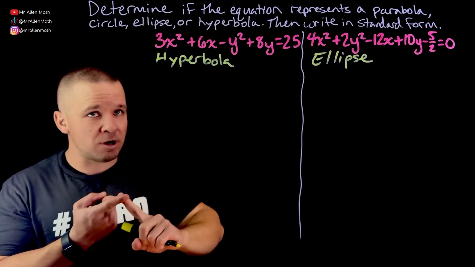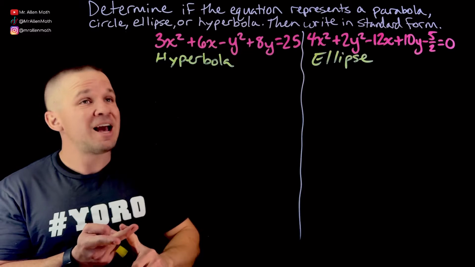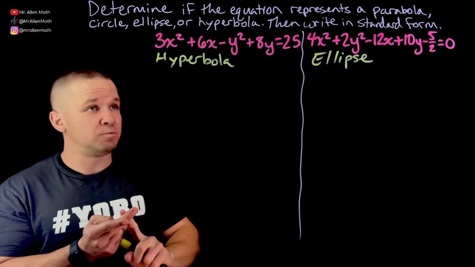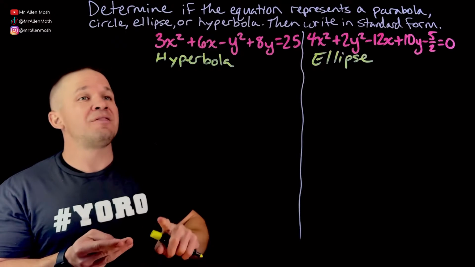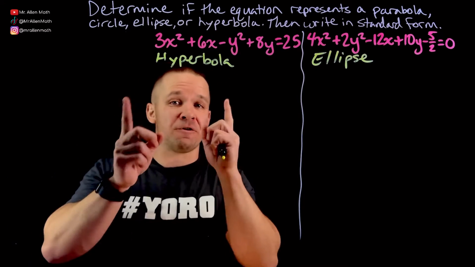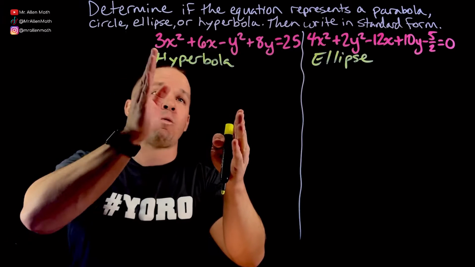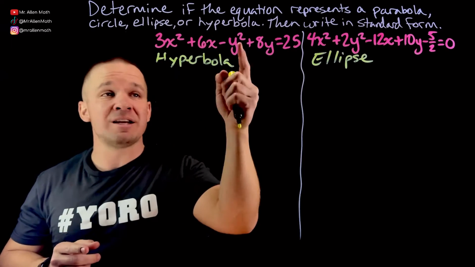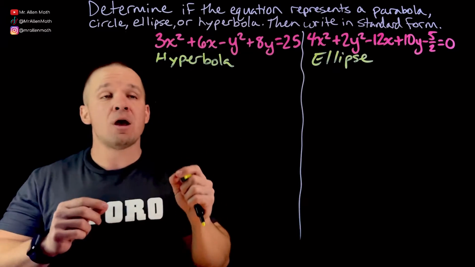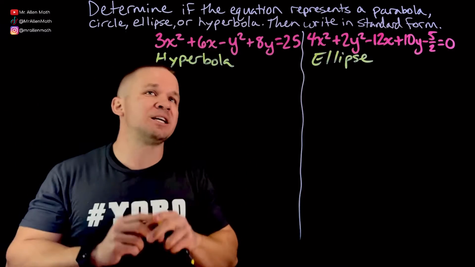So one variable squared is parabola, 2 variables squared, both positive and both the same coefficient, whether both 2's or just both 1's or whatever, that's a circle, right? And then both positive but different lead coefficients, that's an ellipse, okay? And the hyperbola is where one's positive, one's negative. It could be a positive 3x squared and a negative 3x squared. They could be the same coefficients, but if one's positive, one's negative, hyperbola, okay? Cool? Let's get to completing the square now.